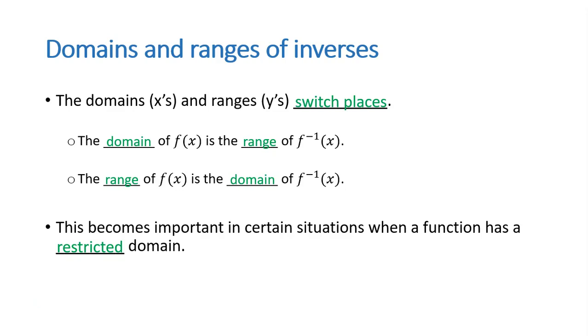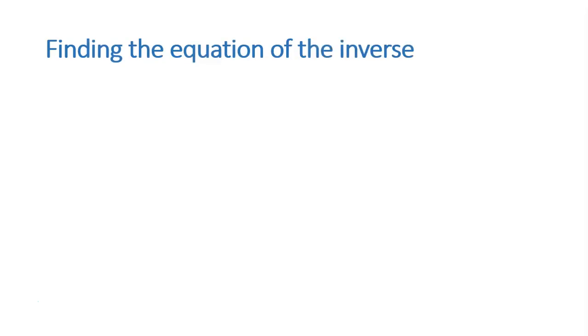So we know how to determine whether or not two functions are inverses. We know their domains and ranges are going to switch, but the one thing we haven't talked about yet is how do we actually find an inverse? What if we're given a function and we want to find the equation of its inverse? That's what we're going to look at next. So, finding the equation of the inverse from a given function.